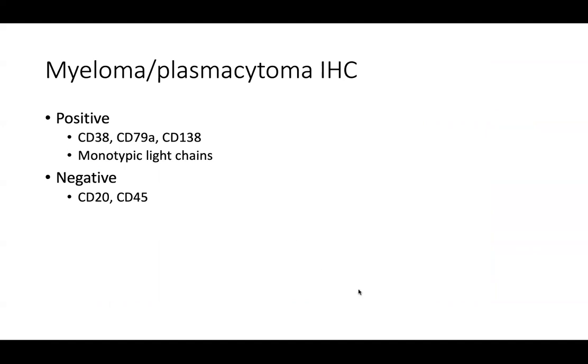You'll also want to look for monotypic light chain expression, so doing stains for kappa or lambda, just to look and see if they're primarily expressing either one or the other. And in the plasmacytomas that I've had, it's been beautiful that when you actually stain for the light chains, it might either be all kappa or all lambda. And it's a very binary state. And so it's very nice to see that.